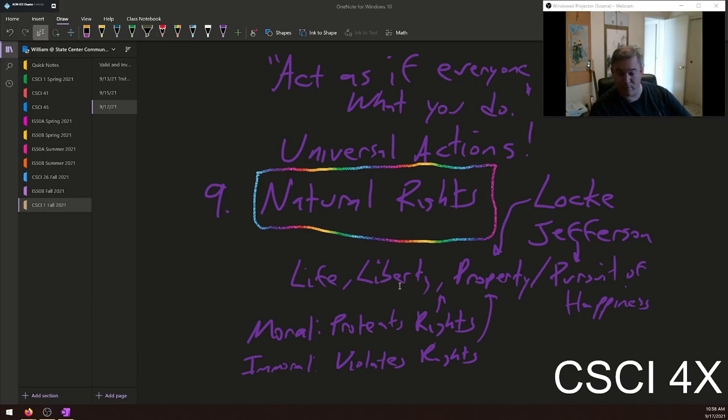And this is important because we're going to be talking a lot about ethics in this class, because computer science has a big impact on the world. And so having at least a conversant understanding of the major ethical systems is really important.